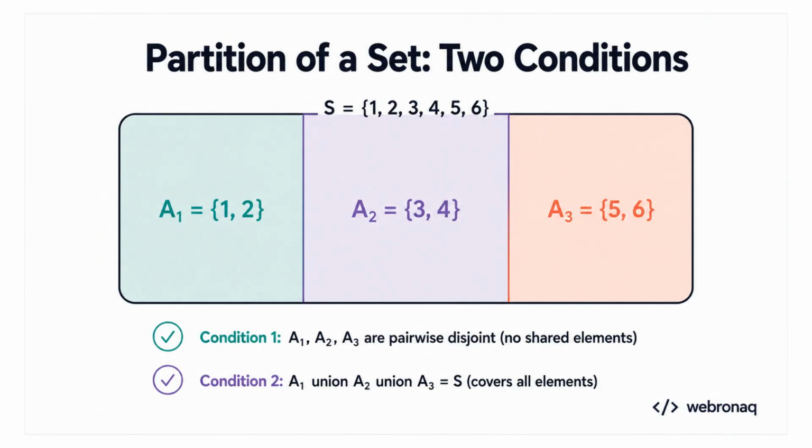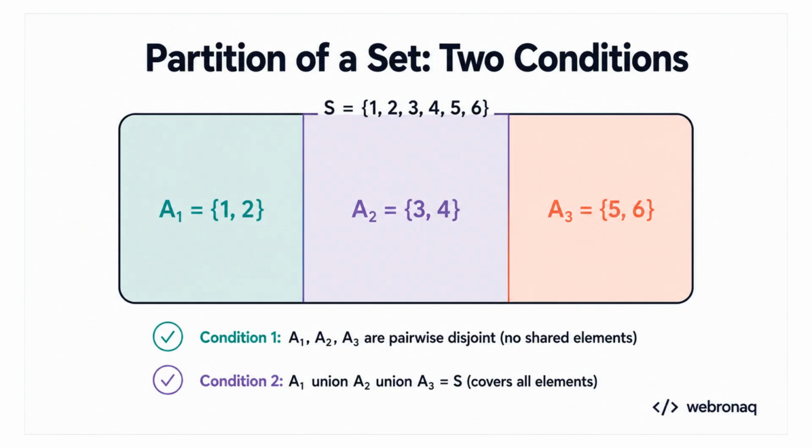Here's the interesting part. Sometimes you want to divide a set so that every element lands in exactly one group, with no overlaps and no elements left out. That is called a partition. A partition of set S is a collection of non-empty subsets satisfying 2 conditions. First, the subsets must be pairwise disjoint, meaning no 2 share any element. Second, their union must equal S, covering every element.